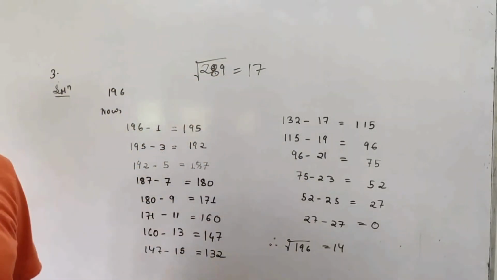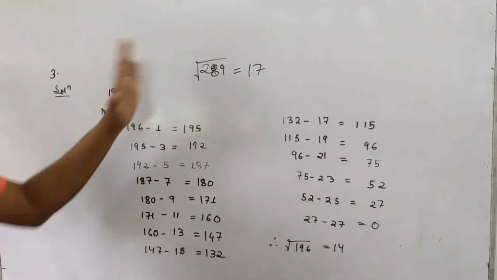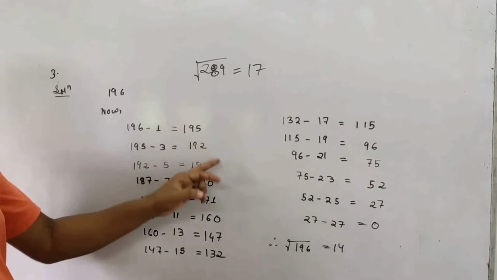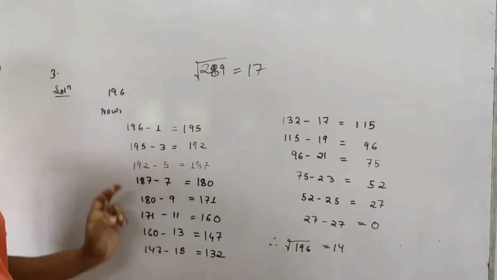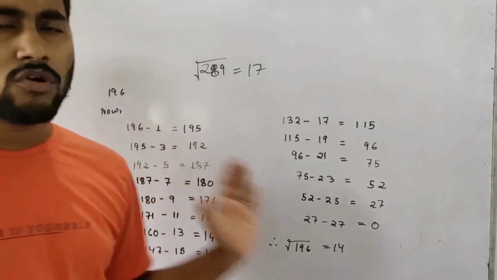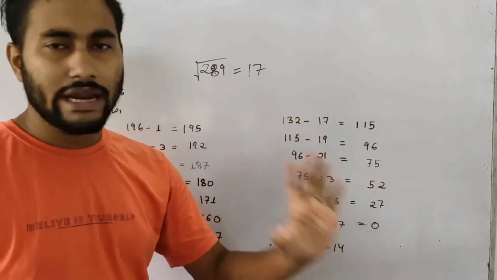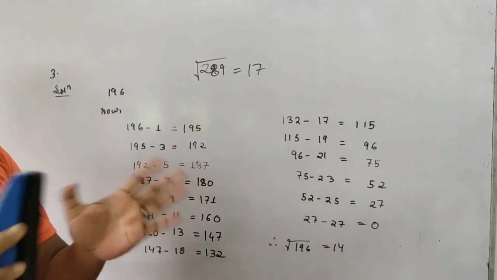So that one is your homework. Okay? 289 you find by yourself. Same process. 289 minus 1, then again minus 3, then minus 5, minus 7, minus 9. Keep on doing. 17 times you will do. You will get your answer 0, if your subtraction is not wrong.